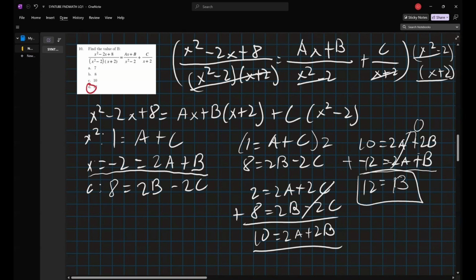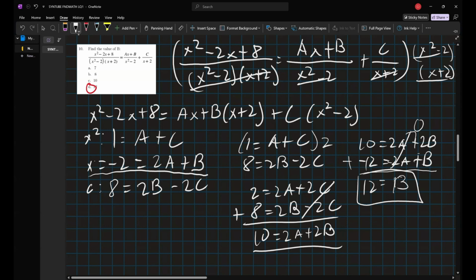Now, if you want to solve for the other values of the other coefficients or variables, we can just substitute b, let's say here first, right? So if you substitute b to this, that would give us -2 equals 2a plus 12, and that would give us 14, I believe, equals 2a, and then we just get a. And then the same thing for c, right?